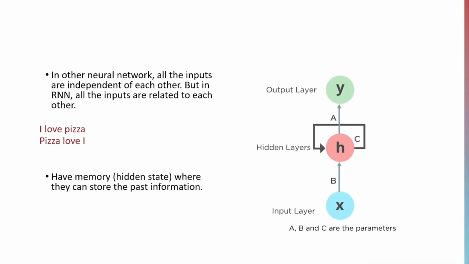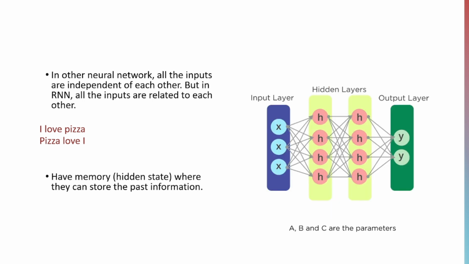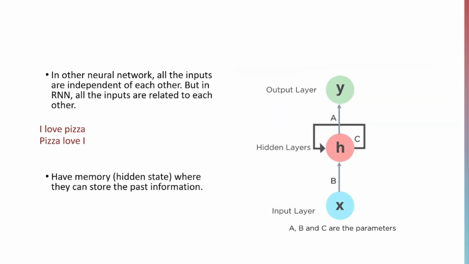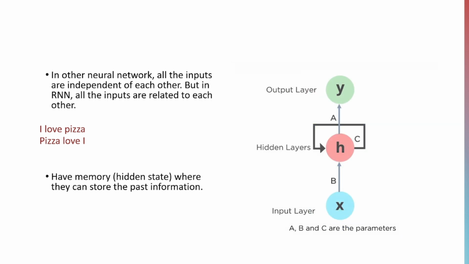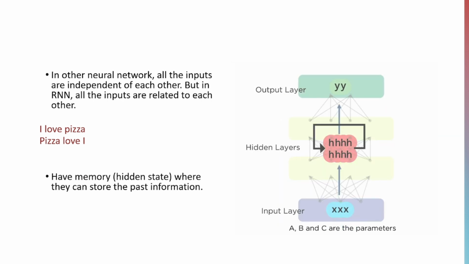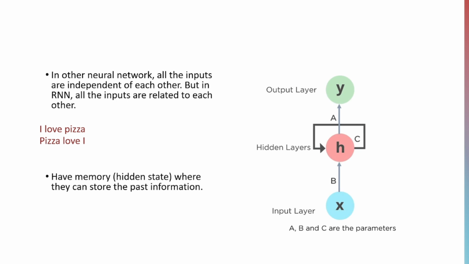Let's get started. In a normal neural network, all inputs are treated as independent of each other. But in real life, data is often sequential, where the order matters. For example, in a sentence, "I love pizza" makes sense because the words are in the correct order. If you flip the order, "pizza love I" doesn't mean the same thing. This is where RNNs come in.